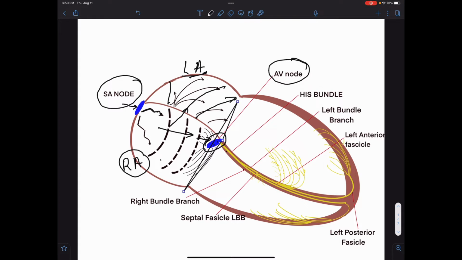So, no impulse can transmit from the atrium to the ventricle. It doesn't occur. Its only place is through the AV node. And after the AV node, it goes into the bundle of His. So this is the structure which is the electrical connection between the AV node and its branches.